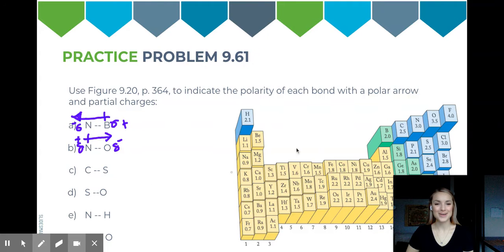Let's take a look at sulfur and oxygen. Sulfur has an electronegativity of 2.5, oxygen 3.5. Oxygen is the more electronegative atom. So we'll point the arrow from sulfur to oxygen, and a partial positive for sulfur and a partial negative for oxygen. And finally, let's take a look at nitrogen and hydrogen.